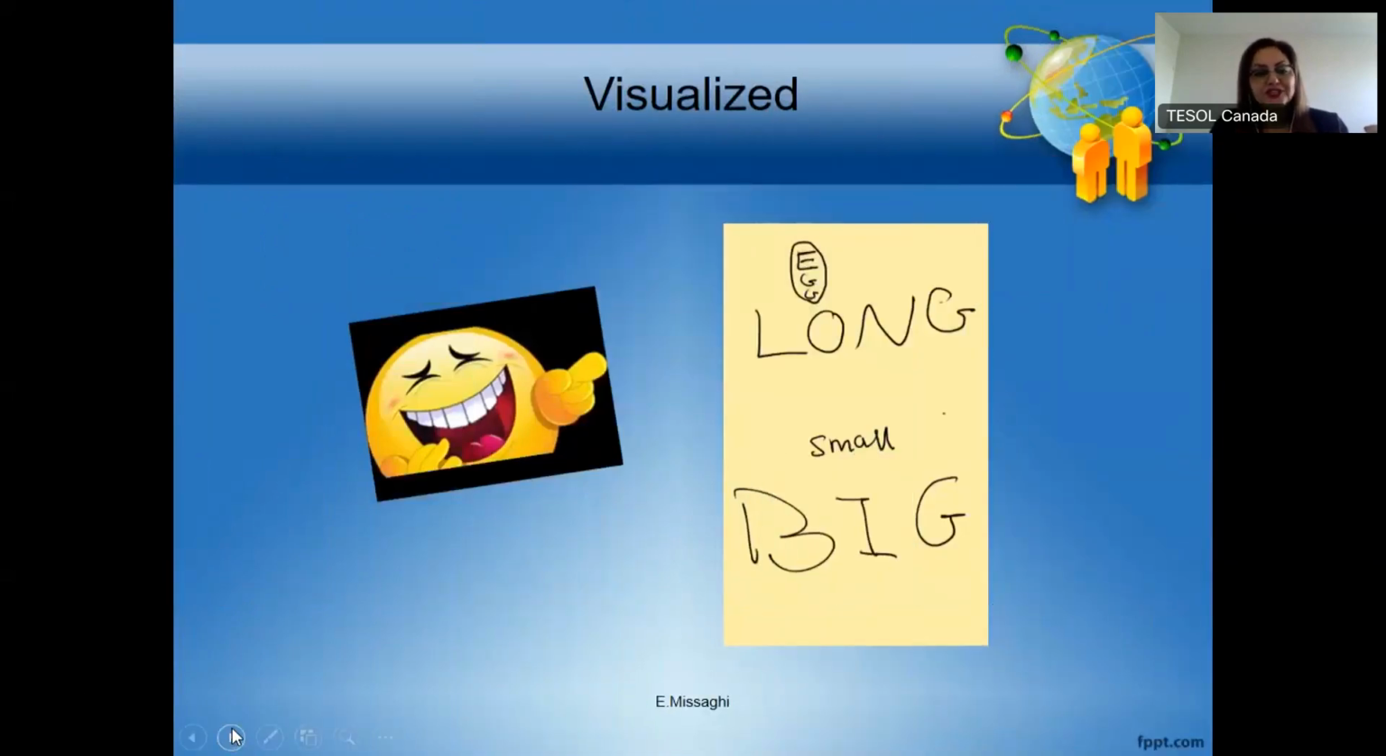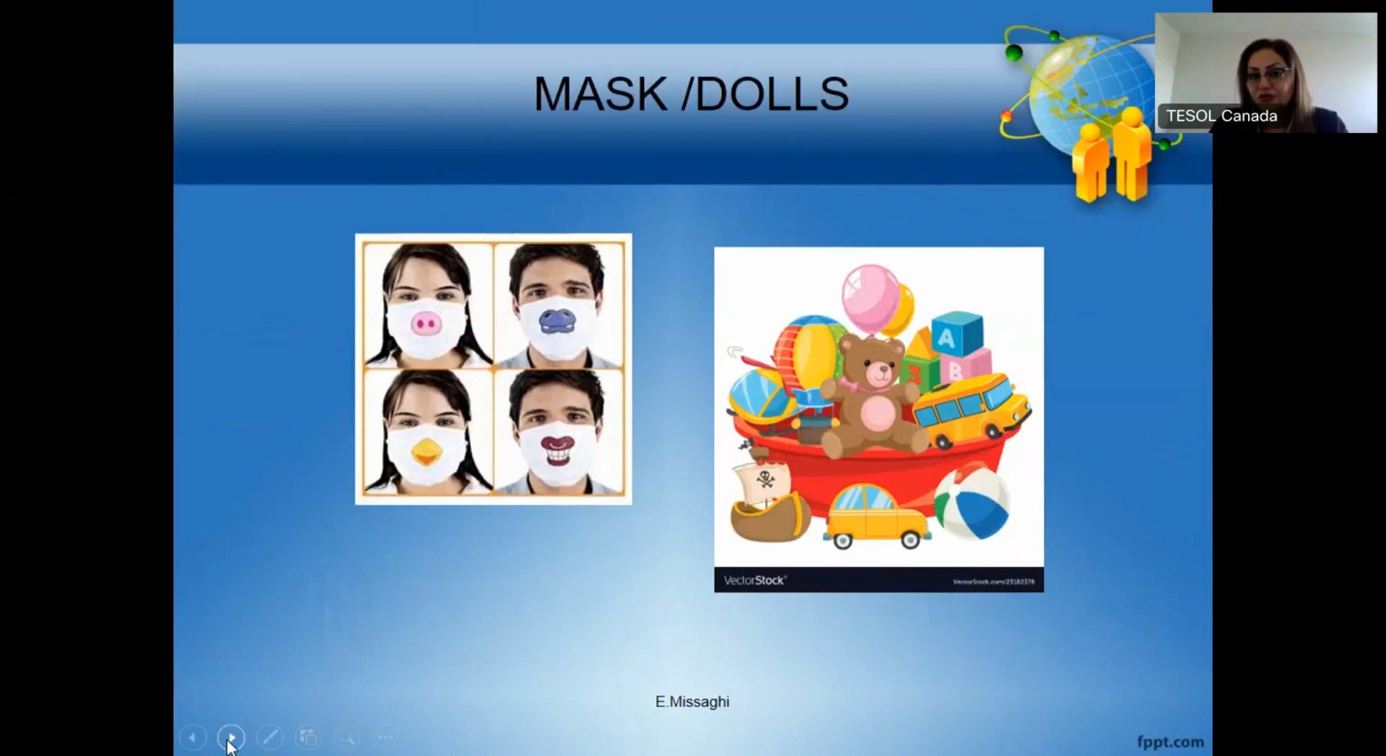Visualizing is fun too. Like when you want to work on spelling, long, they write it long because it's long, but small, they write it very tiny because it's small, and egg in the shape of an oval because it's oval shape, or big capital. So visualizing is another fun activity for writing. And again, it's controlled. Egg is egg, E-double-G.